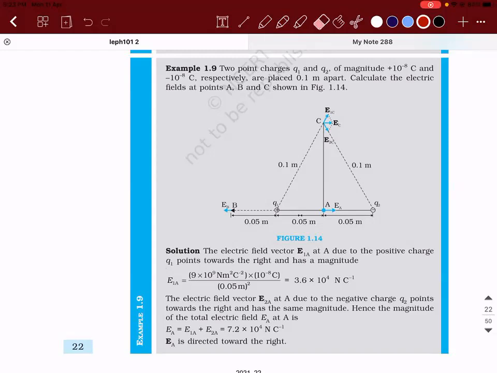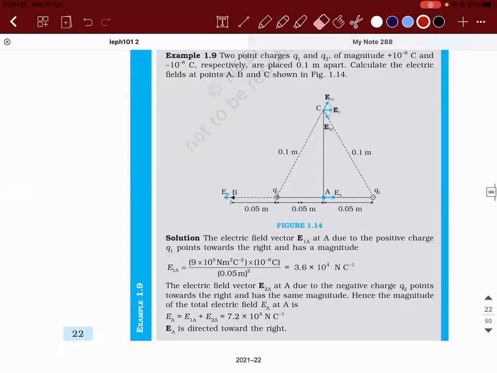Now I have an important question to ask. Both are of equal magnitudes and they are separated by a certain distance. Can I call it a dipole? Why? Because the distance is slightly higher. You can call it a dipole only when the distance is in terms of nanometers or angstroms. Here it is in terms of 0.1 meter. So for point B, I cannot call it an axial point and directly apply the formula of 2kp divided by r cube. I can't apply it. Similarly, C is not the equatorial point. You cannot apply kp divided by r cube. So what are you supposed to do? You have to go step by step and then solve this problem. So shall we start?